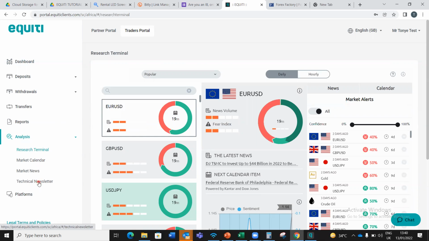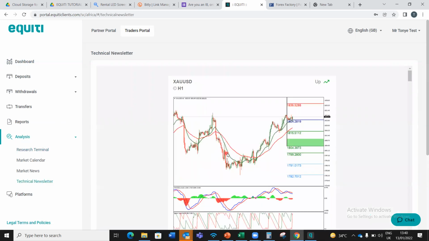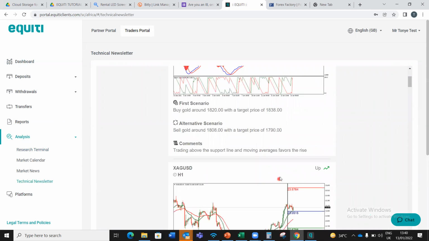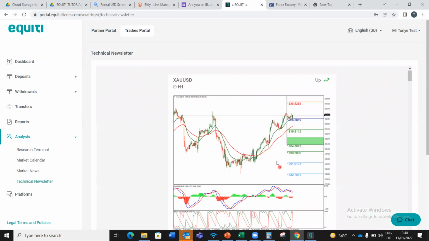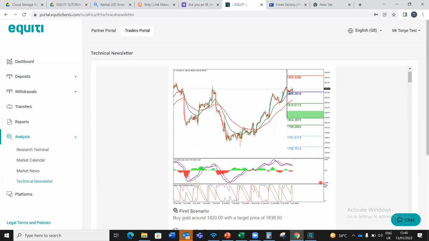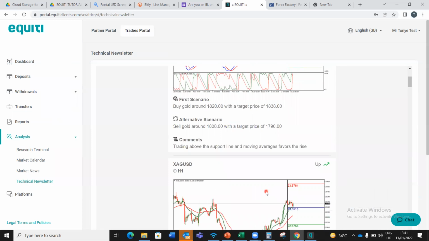And then also on the technical newsletter, permit me, let me get to the technical newsletter. On the technical newsletter, of course, you're going to be getting a daily technical newsletter, daily signals. This is only for funded accounts. The funded accounts enjoy this privilege of having this signal sent daily. And the technical newsletter has proven to have about 85% accuracy.